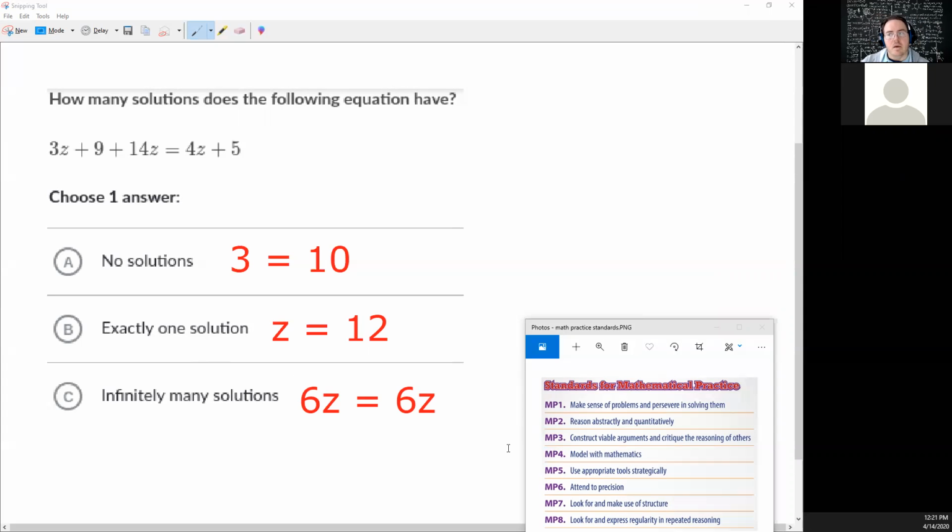Sorry, I dropped something. So those are the three things that we are looking for, just to keep track of what we're doing: no solutions, exactly one, or infinite. We've made sense of the problem and we're going to persevere in solving it. I'm basing all this on previous experience, so my previous reasoning is still valid. Let's go ahead and crunch the numbers here.